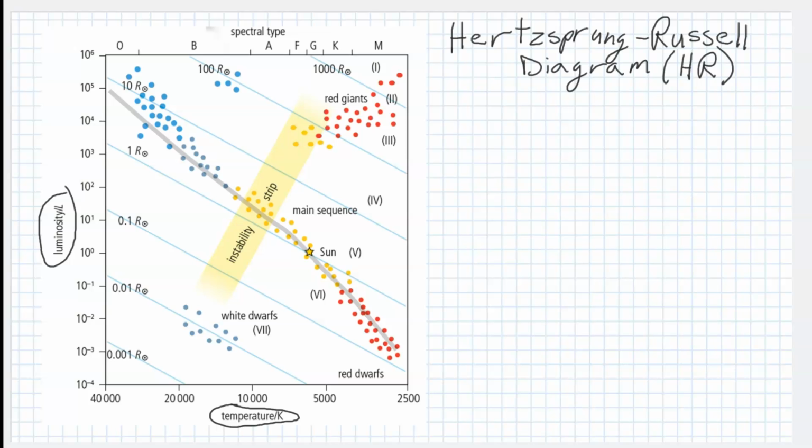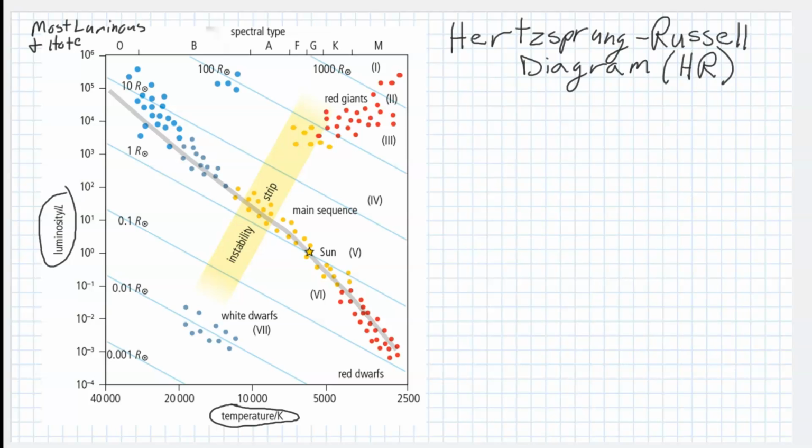You'll also see on this diagram these circles with dots next to the R. Those indicate the radius relative to our sun's radius. So anytime you see a circle with a dot, that means it's relative to the mass or the radius or whatever of our own sun.